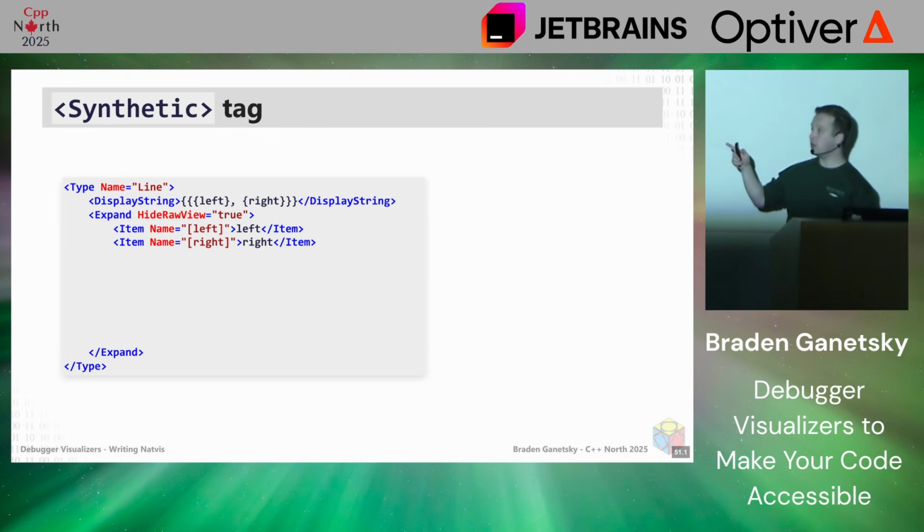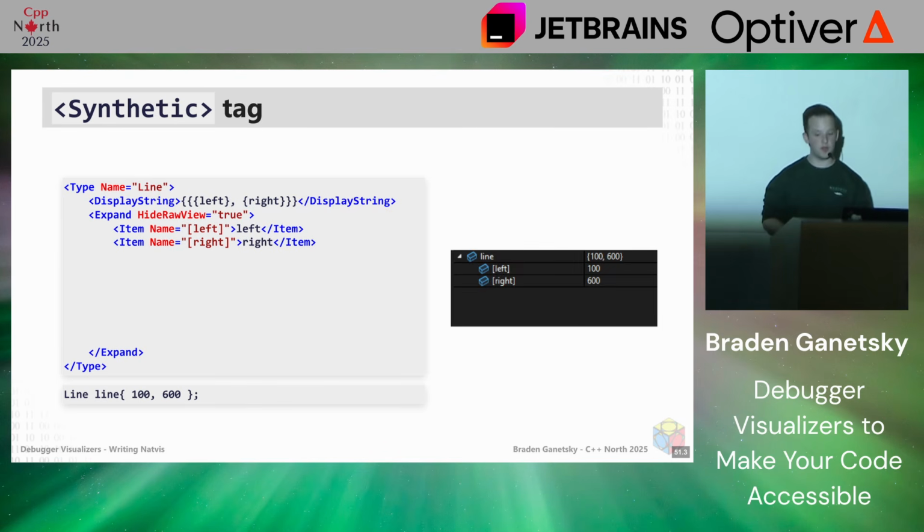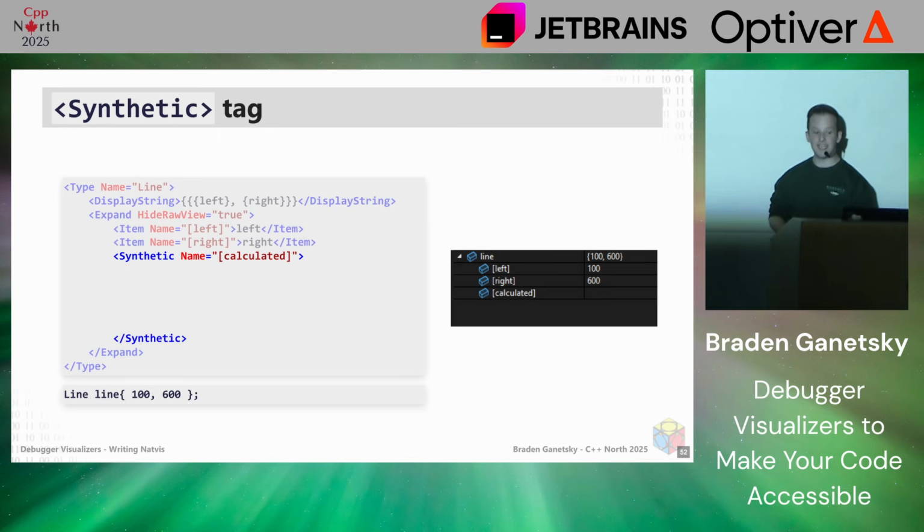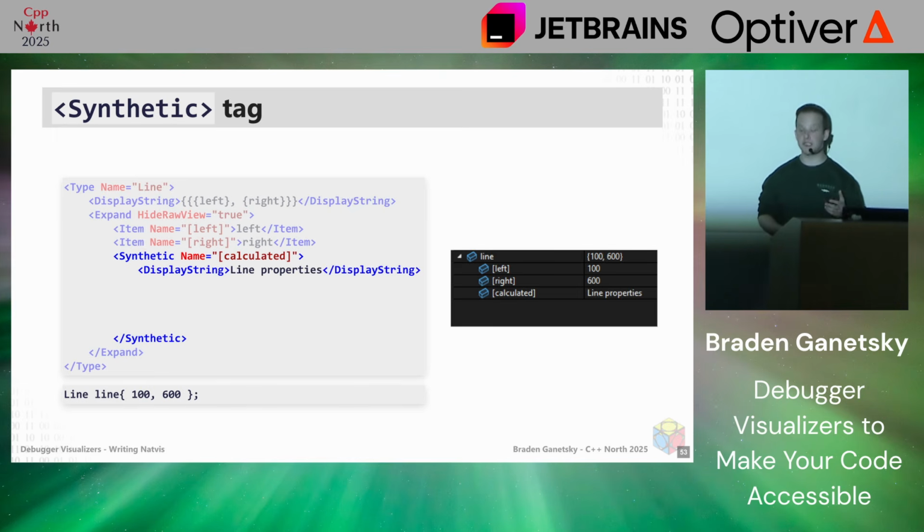So here I have the previous natviz for line. I create a line of 100, 600, and this is how it gets displayed, and let's walk through how this goes. We create a synthetic named calculated, and I want to stick all of the calculated things inside of it. Synthetic is interesting because it's not a normal item, it is an entire type. So it has its own display string, and this time it says line properties.